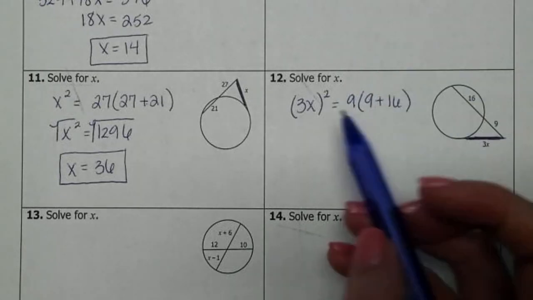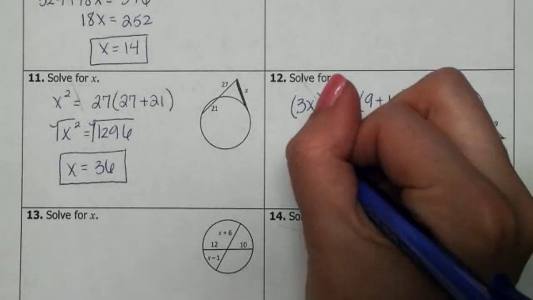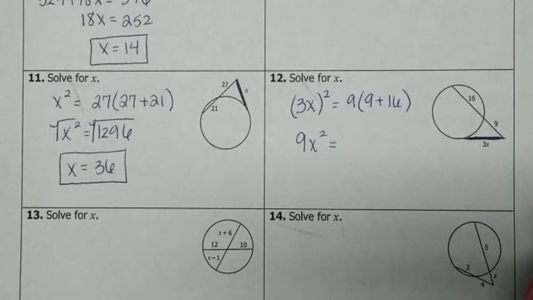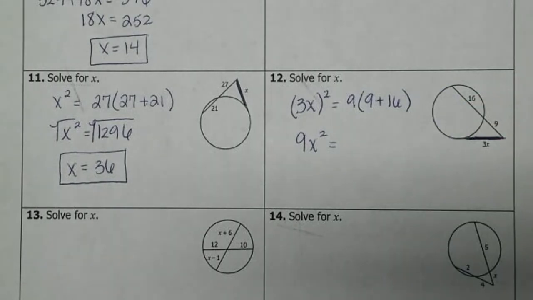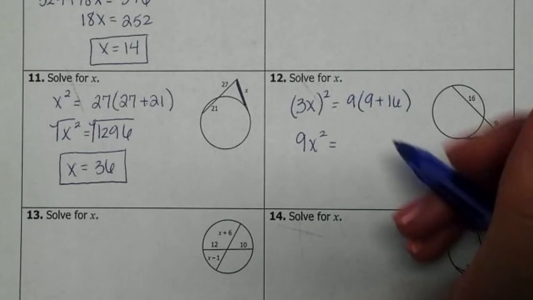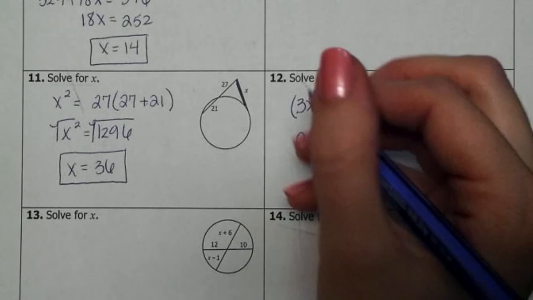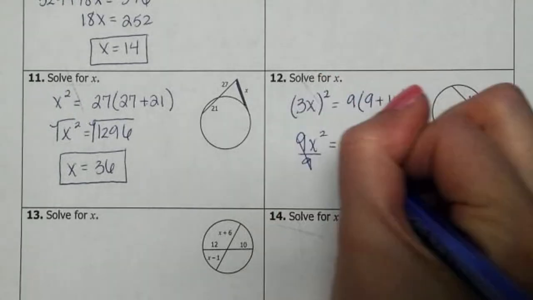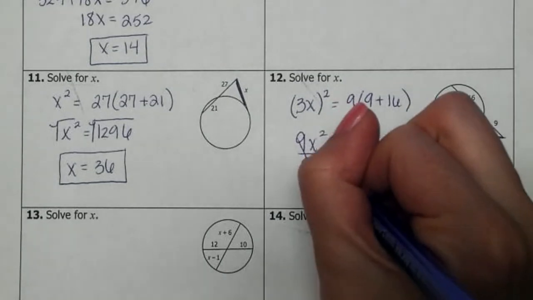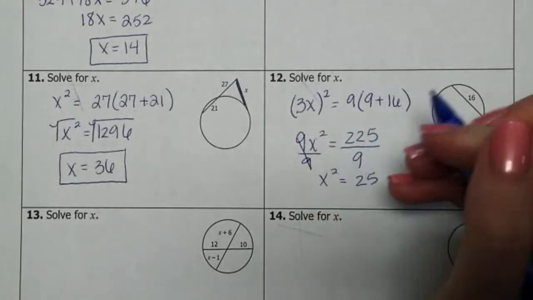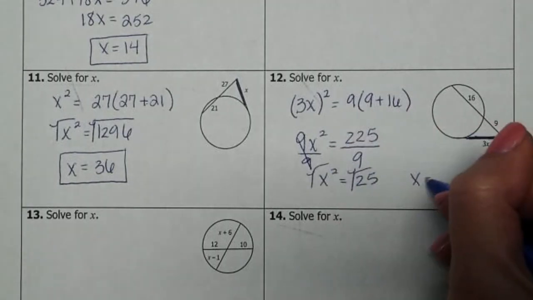So 3 squared is 9, and then x squared is just x squared. Then over here, I'm going to take 9 times 9 plus 16. It's going to give me 225. So before I can take the square root, I have to divide by 9. So I have x squared equals 25. And my last step is to take the square root. So x should give me 5.